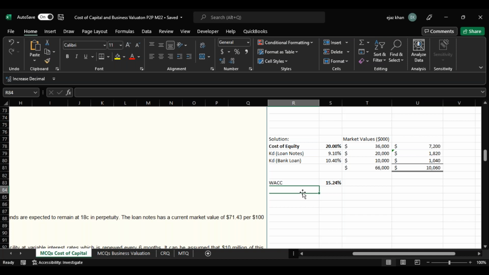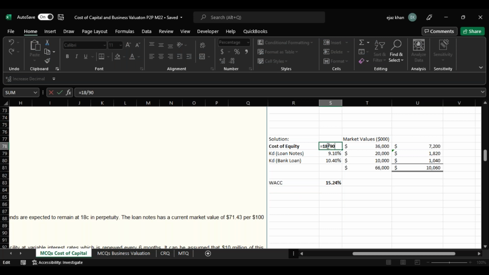So can you please show how you got cost of equity of 20%? It's just the dividend divided by the market price, as there was no growth. The dividend divided by the market price.